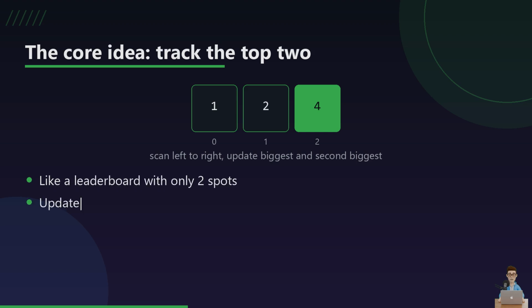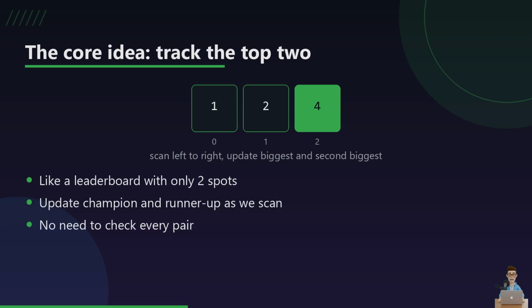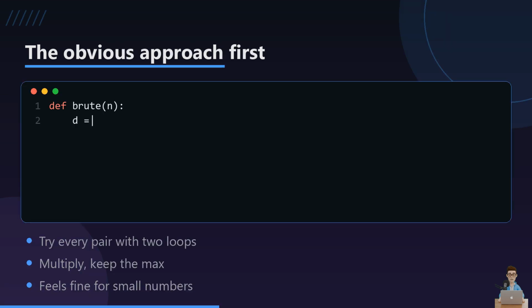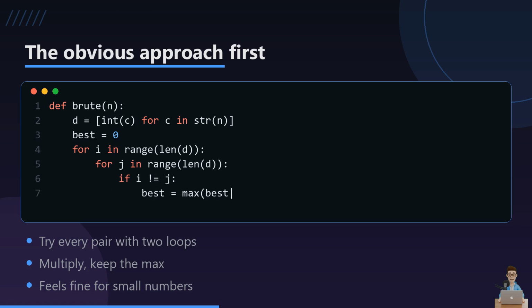Picture a leaderboard with only two spots, champion and runner-up. As each new digit walks in, it either beats the champion, beats the runner-up, or doesn't place at all. Walk through the digits once, keep those two spots updated, and you never have to compare every pair. The obvious move is to just try every pair of digits with two nested loops and keep the best product. This works fine here since n has at most 10 digits. But it's doing way more comparisons than it needs to, and that habit gets expensive on bigger inputs.